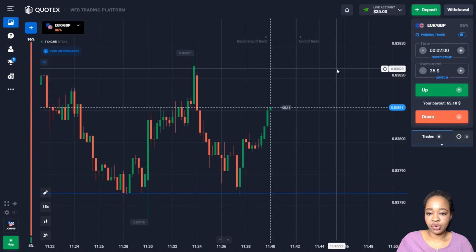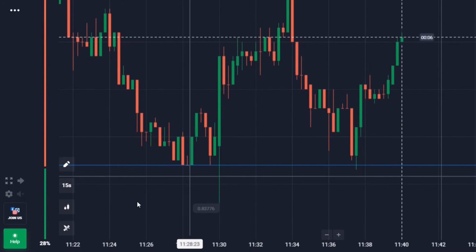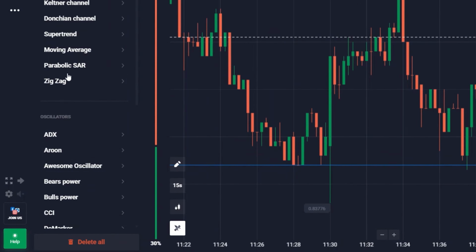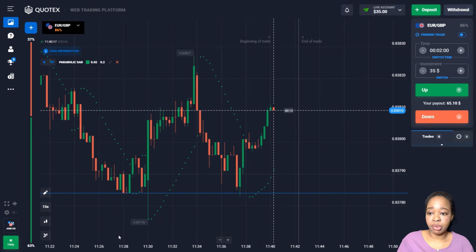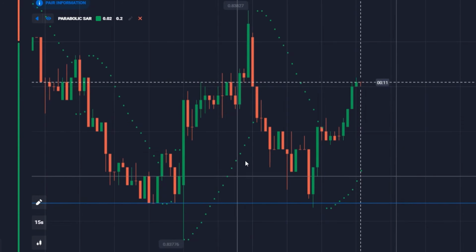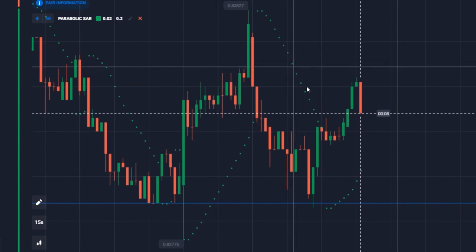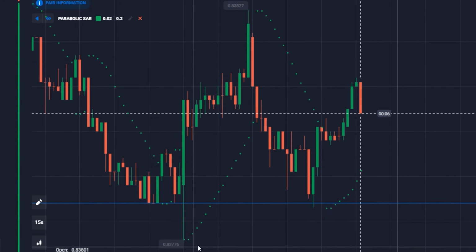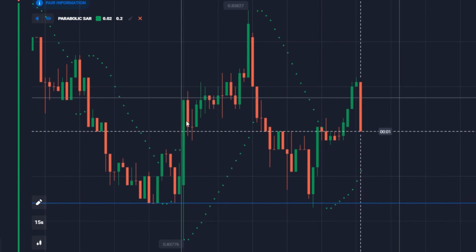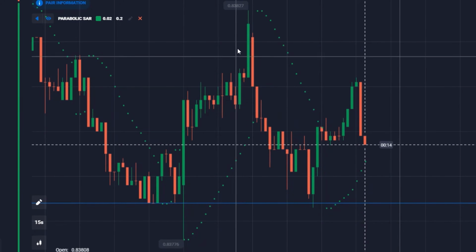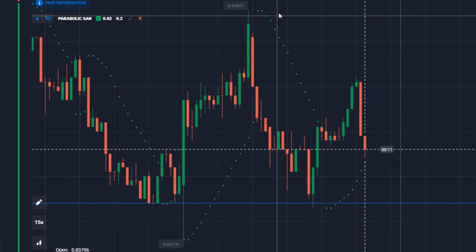So guys, first of all, I'm going to activate this indicator. First of all, you need to click this button and you can see this is a list of indicators. I'm going to choose the parabolic SAR, and here you can see it being displayed on the chart. So these are the green dots, and you can open the trade up when the parabolic dots are under the chart, because after that the price starts to move up, and vice versa also.